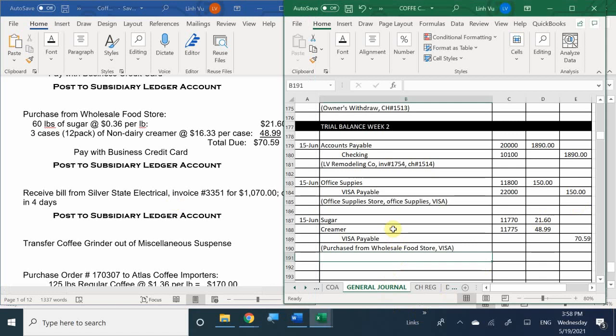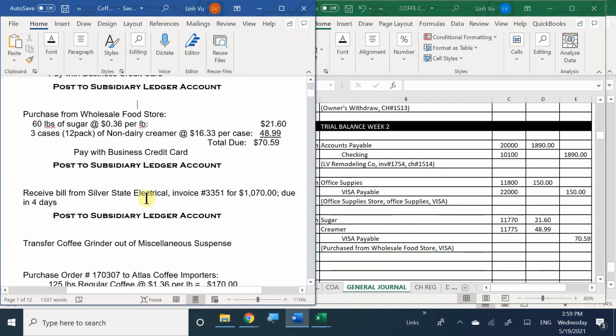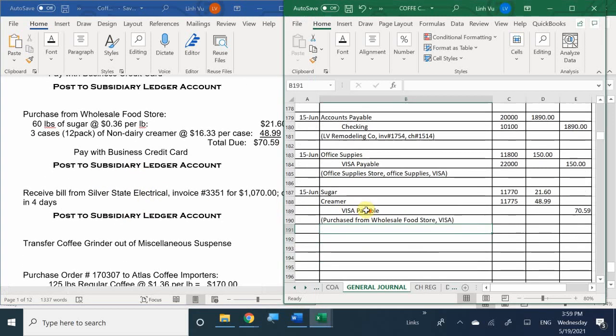Coffee grinder? Not yet. So it's due in 4 days. We got a bill. Accounts payable? Accounts payable. Yes, because we received a bill. A job has been completed.